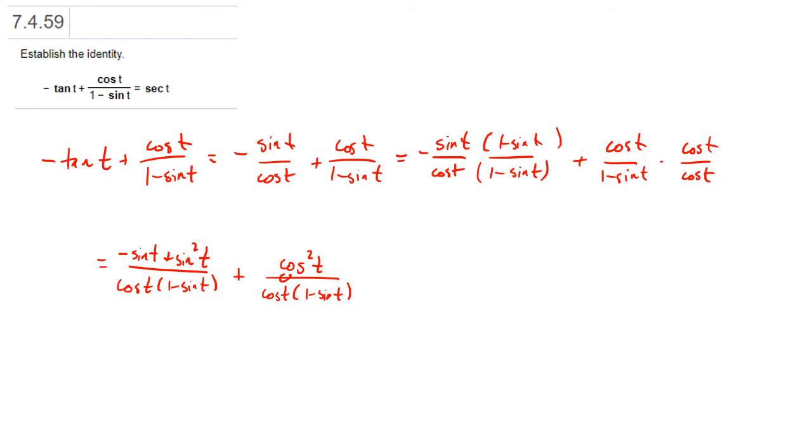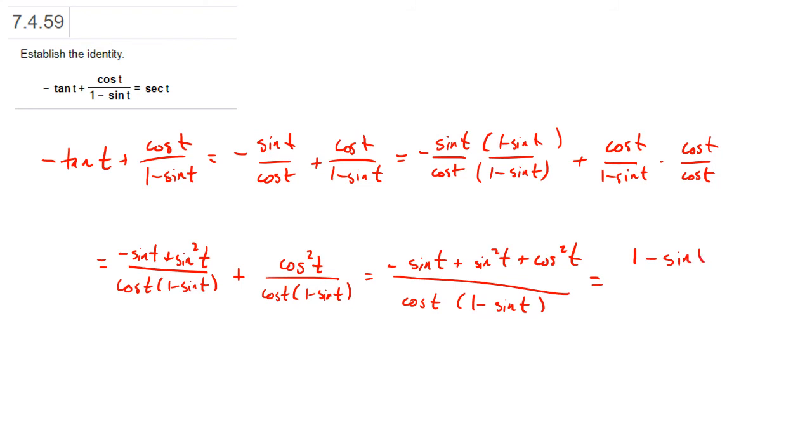Now that both terms have the same denominator, I can just combine them into negative sine t plus sine squared t plus cos squared t all over cosine of t times 1 minus sine t. Observe that I now have a sine squared t plus cos squared t in the numerator. That's just a 1. So I've just replaced my sine squared t plus cos squared t with a 1. Now this 1 minus sine t over 1 minus sine t can be cancelled out, leaving behind 1 over cosine t, aka secant of t, which was exactly where we wanted it to finish up.